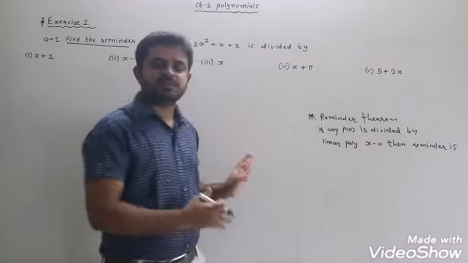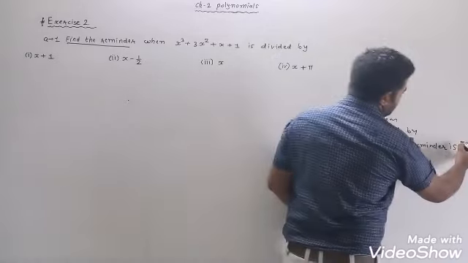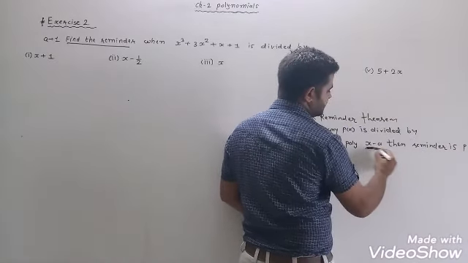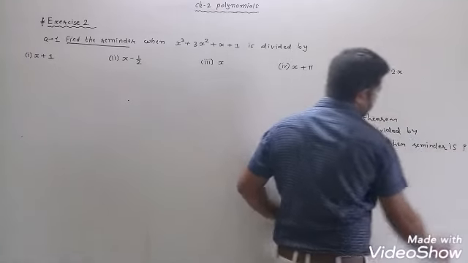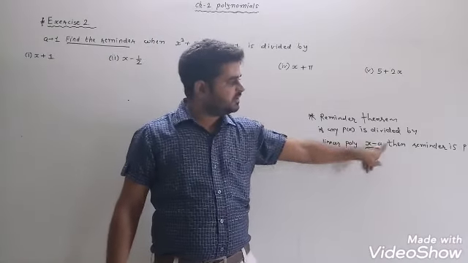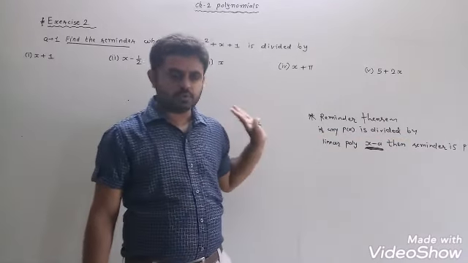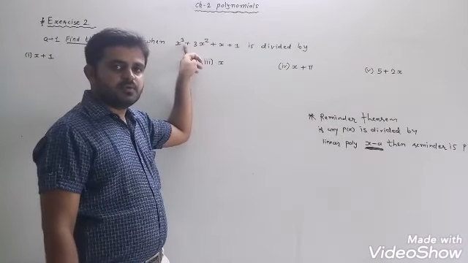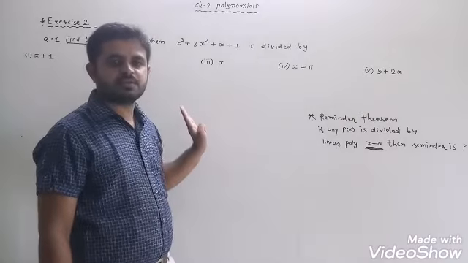You also study this theorem in your theory. The remainder is p of a; it depends on the divisor. Here it is minus a, then here it is plus a. Suppose here it is plus a, then there it is minus a. This is the remainder theorem we have to use. Also the degree of p of x is 3, which is greater than 1. So we can use the remainder theorem in this exercise.